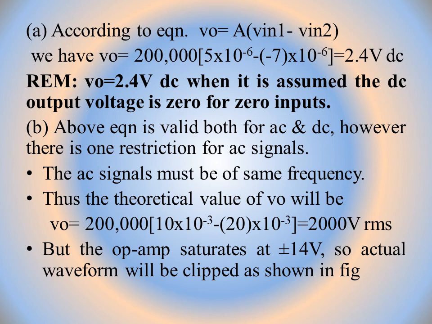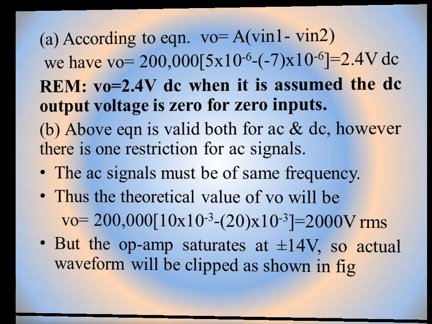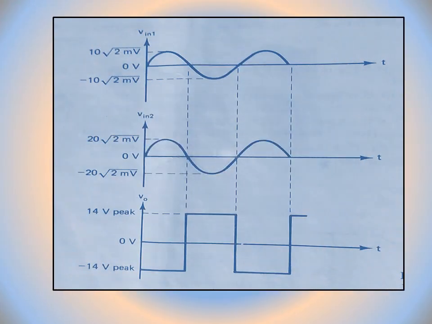So what we get in the output is a square wave, because the sine wave is clipped from above and below at both ends. This can be shown in the figure. So as you can see, the output voltage is simply a square wave because it has been clipped at plus 14 and minus 14.